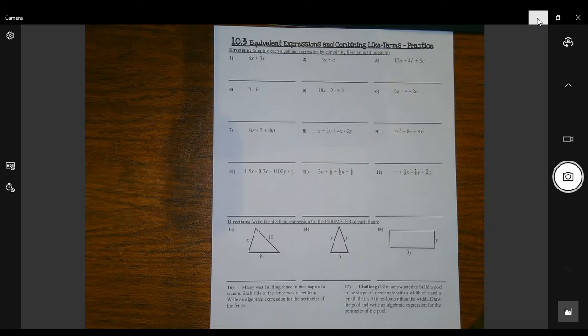Hello, my little mathematicians. Today I'm going to help you get started on some of your more difficult problems for your homework. Okay, so first things first, remember that no work equals no credit.